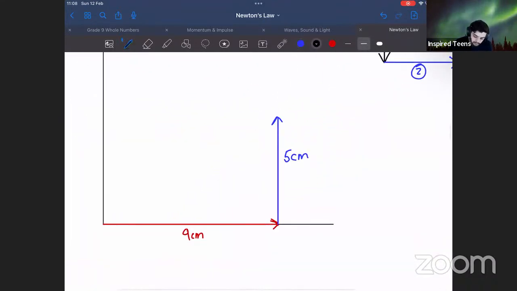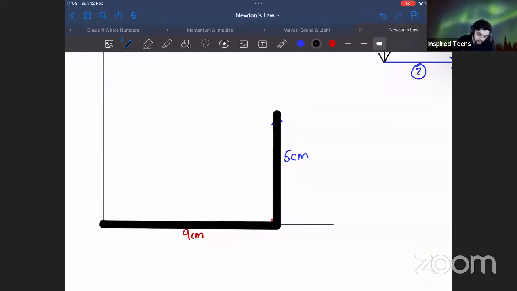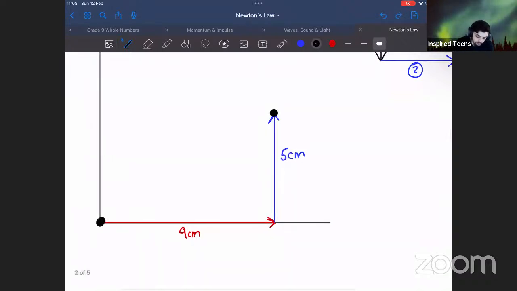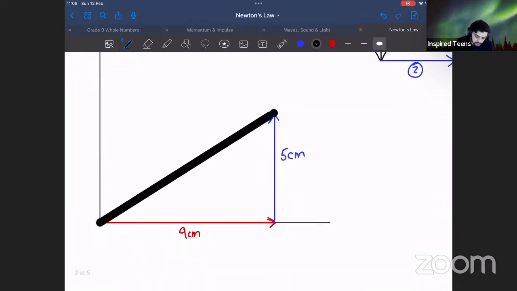If we look at this boat, this boat started there and it ended there. In order to get there, we went right and up. However, that was two vectors. If we had just gone from the start point to the end point, we would have had one vector. And that is what we call the resultant vector. It is a vector that has the exact same effect as two or more other vectors.